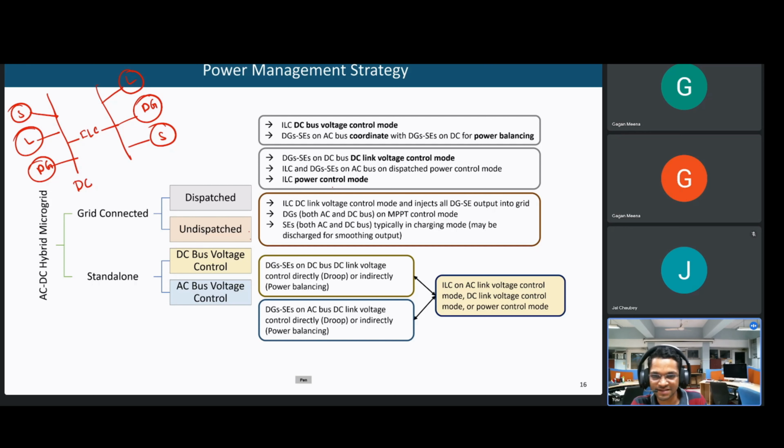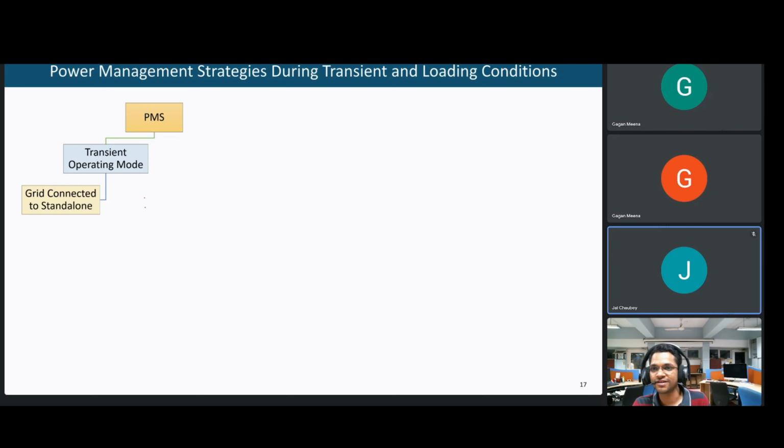So, is it clear now? Yes, it's clear now. Please go ahead. So now, what you were talking about, the transient period, now we'll talk about that transient mode and also the loading conditions.